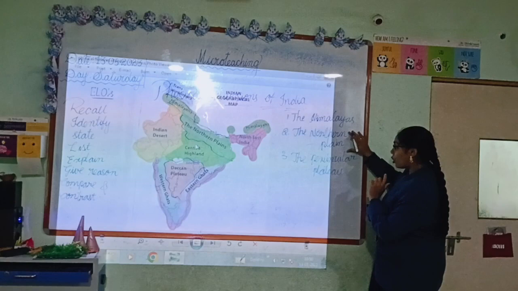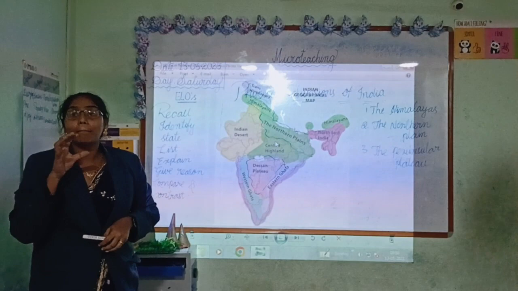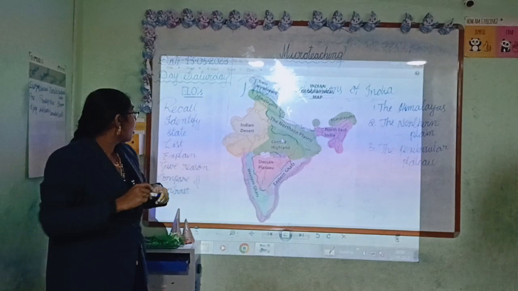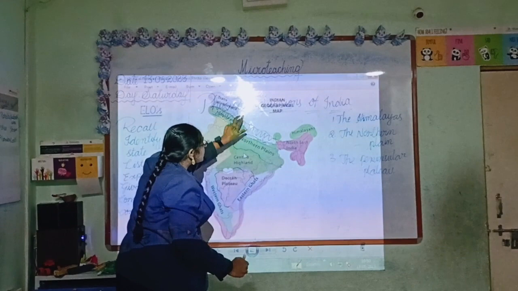What is the meaning of physical division? Physical division means divisions made on the basis of regions with similar features. For example, see this Himalayas. All the area has a similar feature, like all here are mountains. A similar physical feature is there. So this we call a physical division or physical feature. Got it?